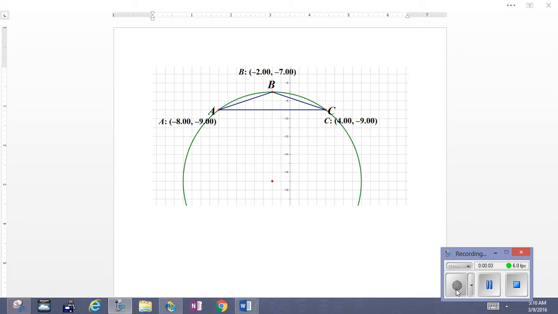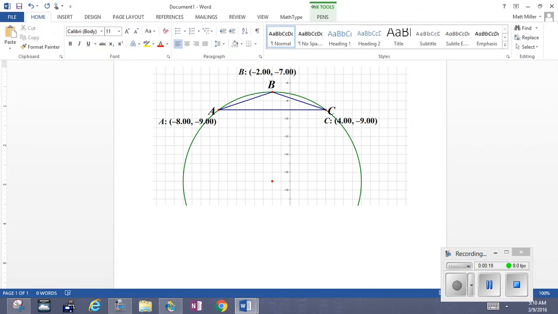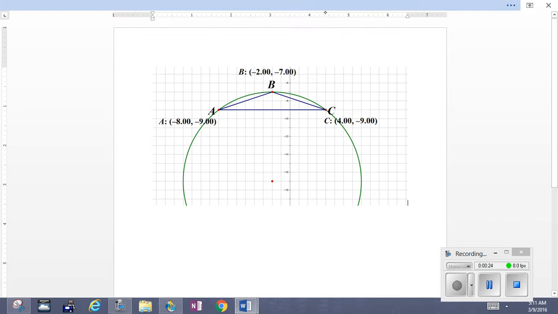Okay guys, in this video we want to run through and show you the algebra behind finding the equation of the circumscribed circle. So what we have to do is find where the perpendicular bisectors of two sides intersect. That means we have to find the midpoints of two sides and the equation of the line passing through that midpoint at a right angle, which means it has a perpendicular slope.